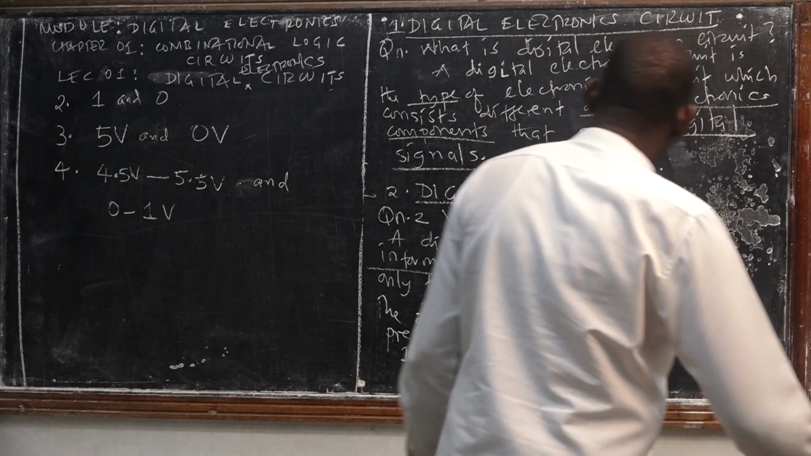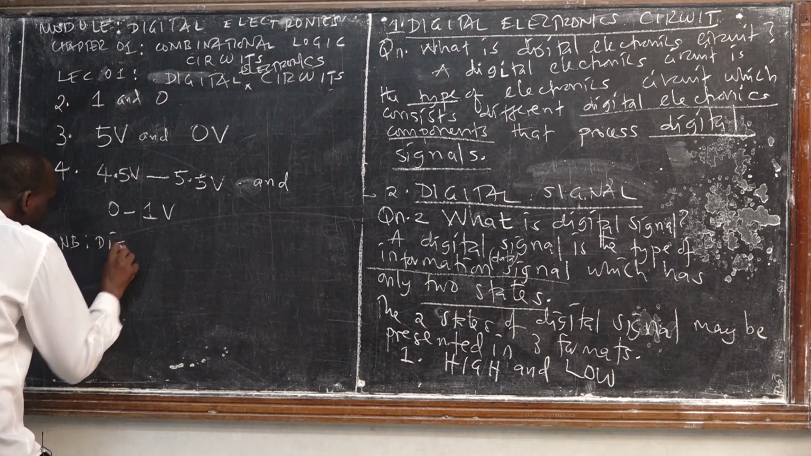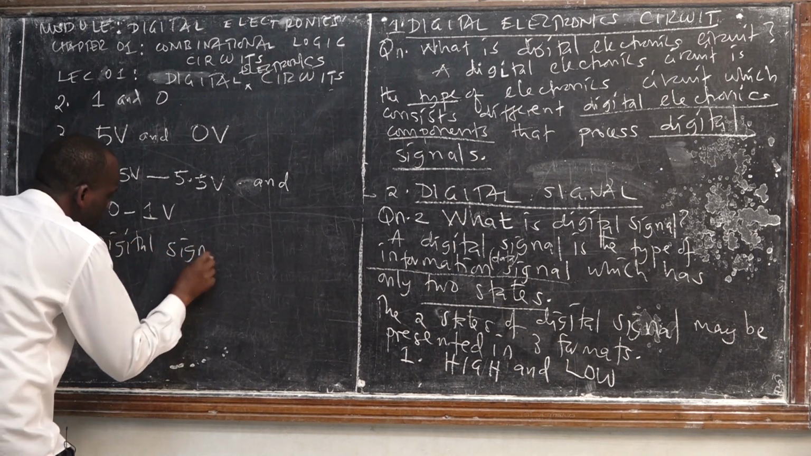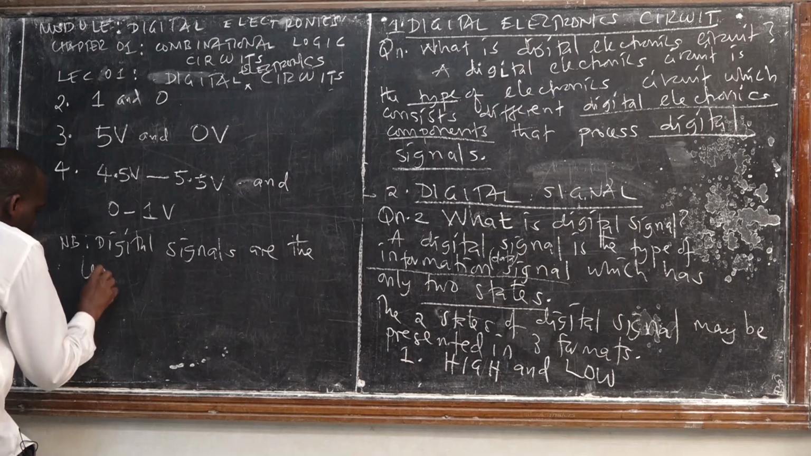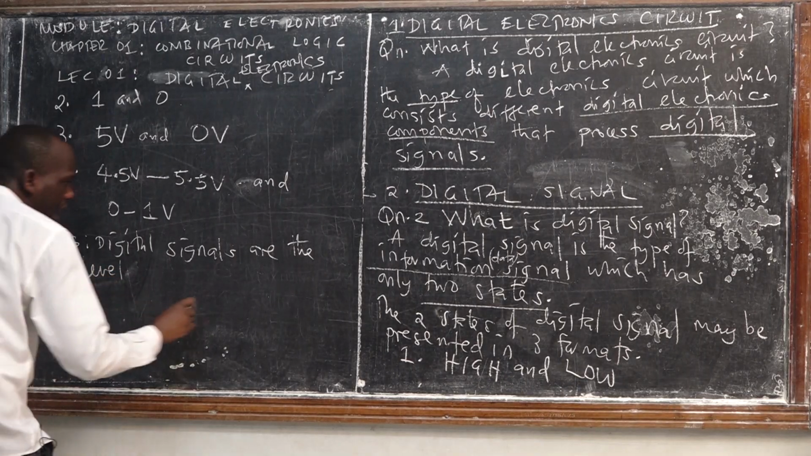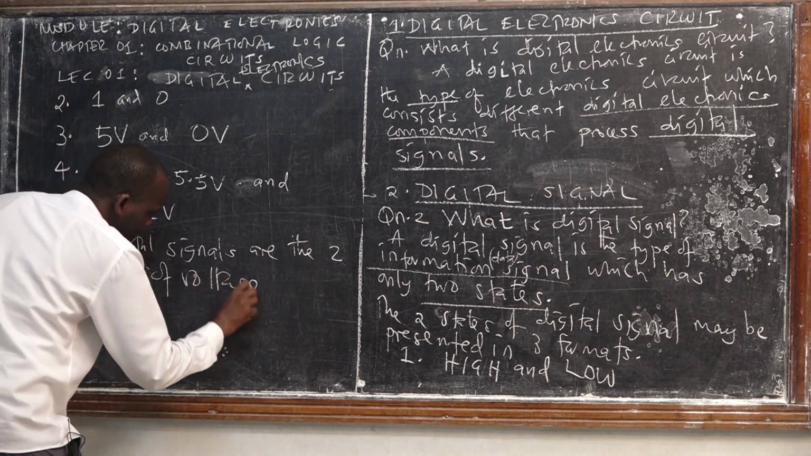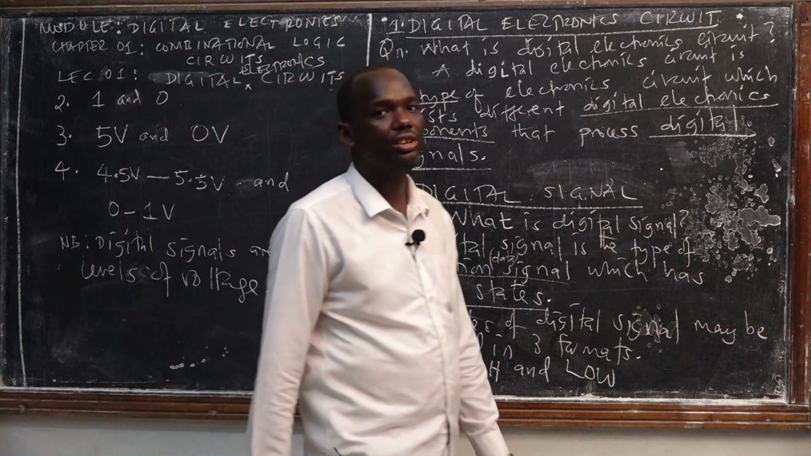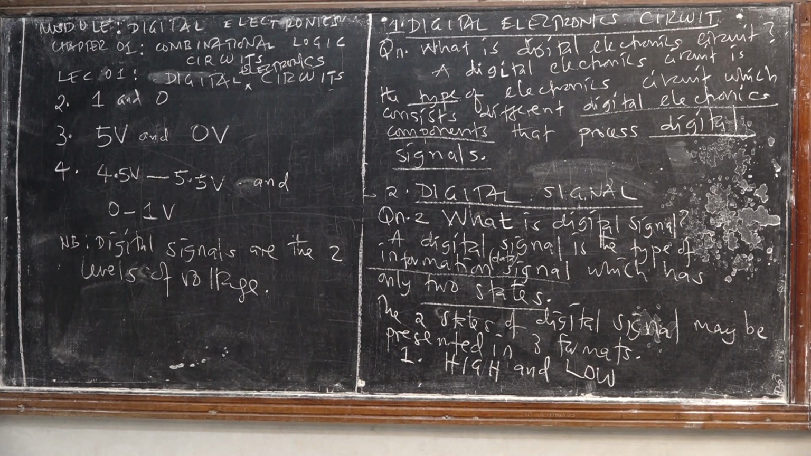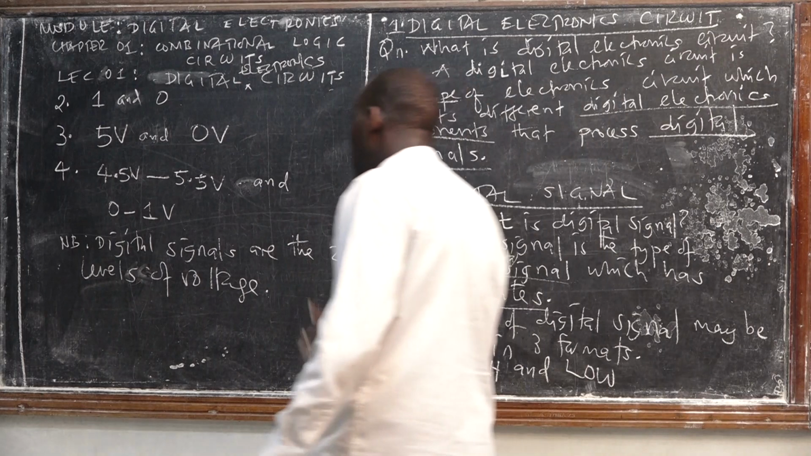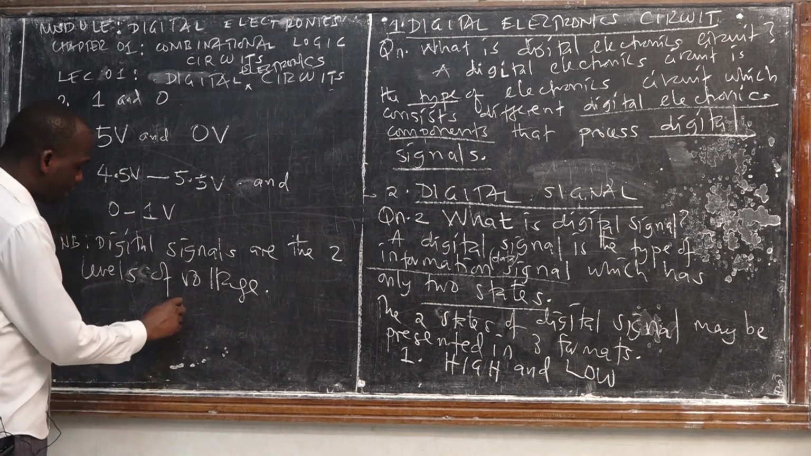So if you examine, digital signals are two levels of voltage. You have a high level and you also have a low level. Again, let me just keep open your mind. Stop writing. We used to have bit number 1.